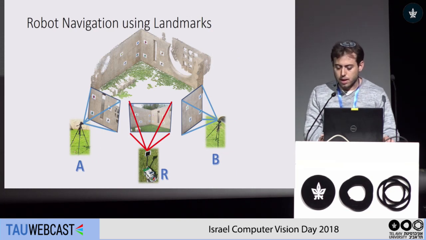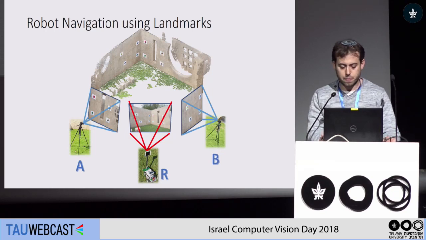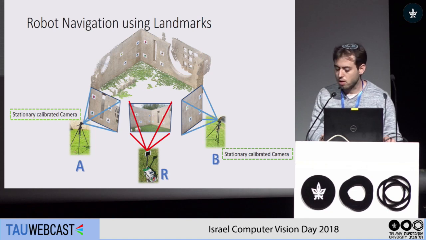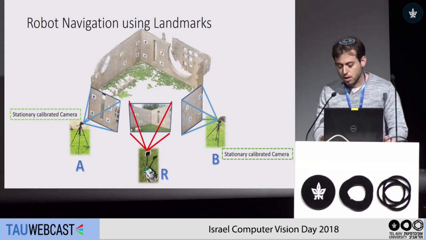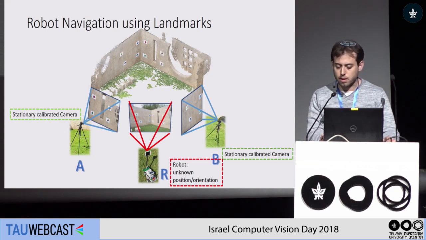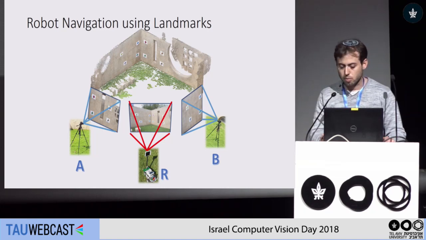For a real-time application, we created a robot navigation using landmarks experiment. In this setup, two cameras are stationary with known position and orientation, and a robot is moving in the scene with unknown position and orientation. Each camera sees 4 different landmarks, and our robot can navigate by finding 2D correspondences using the landmarks, and the correspondences are to the known cameras, so we can solve the parameters of the camera of the robot.